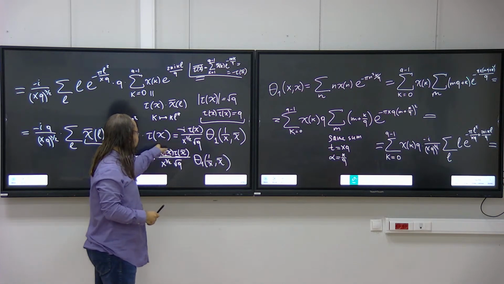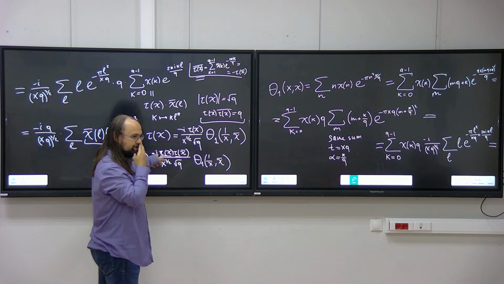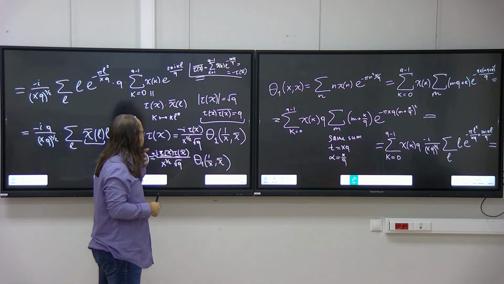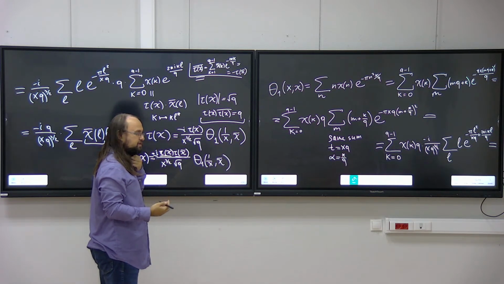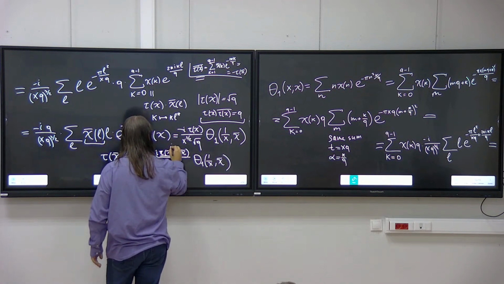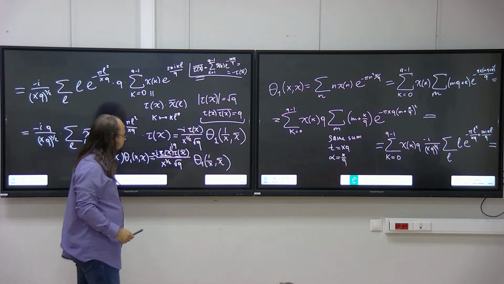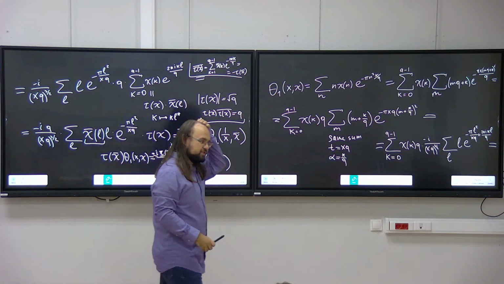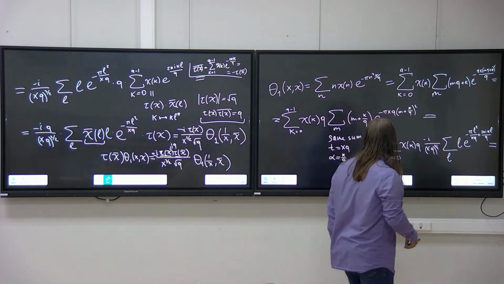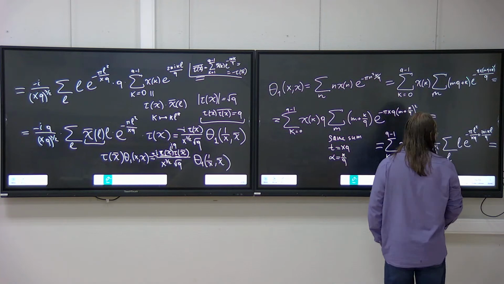So this will be minus tau of chi bar, because our character is odd. So this construction here in the numerator is actually equal to q. So this is equal to i multiplied by q. And then your square root of q cancels out, and you get the desired formula. Okay?